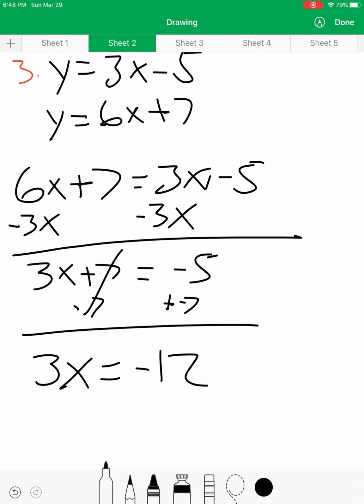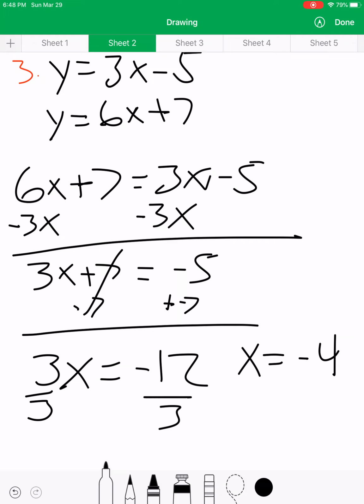Negative 12. Divide by 3, therefore x equals negative 4. We have one negative. If I have one negative, I have an odd amount of negatives, therefore I have a negative answer. Okay, you substitute the negative 4 in for either equation.